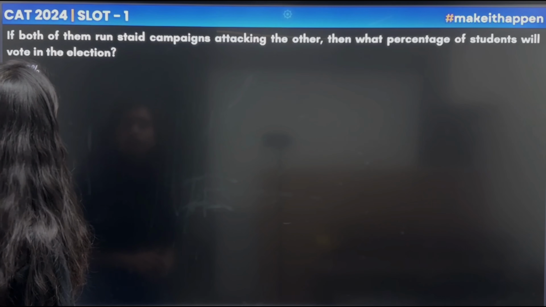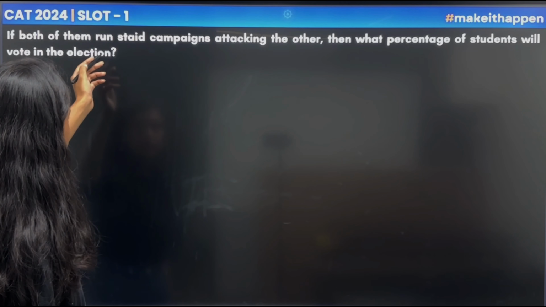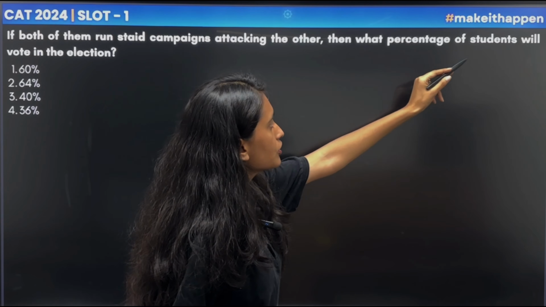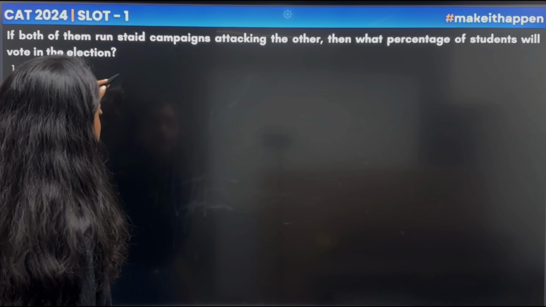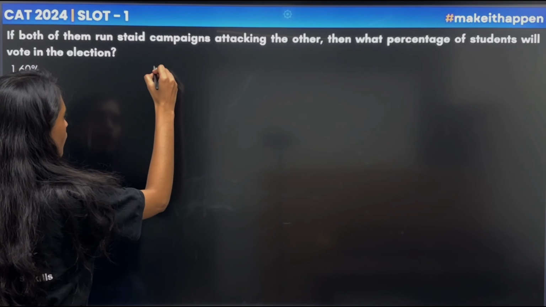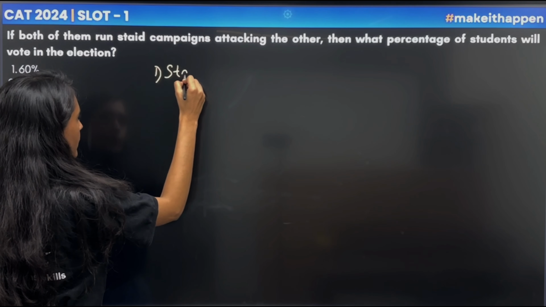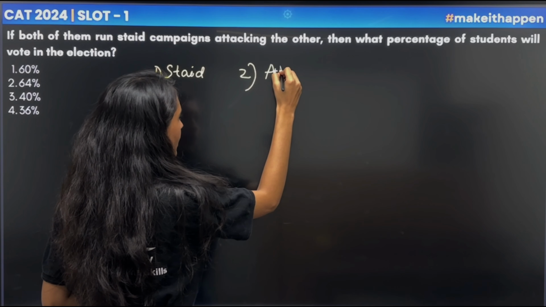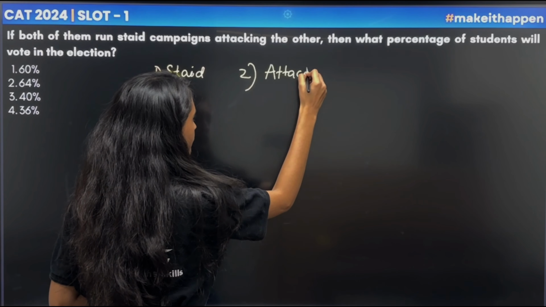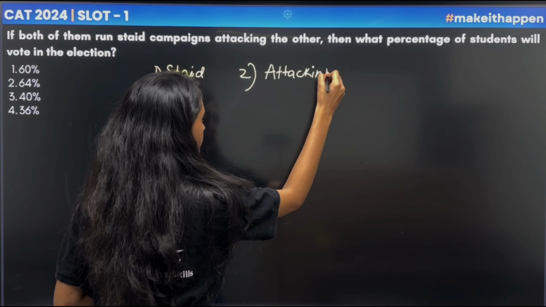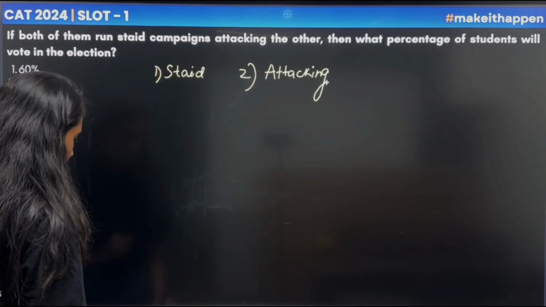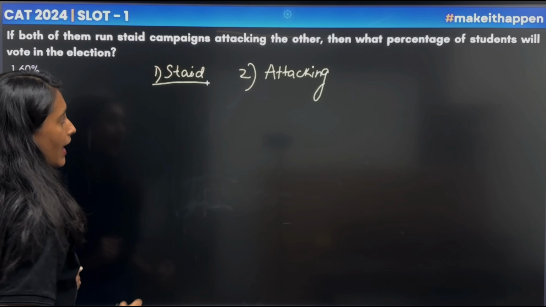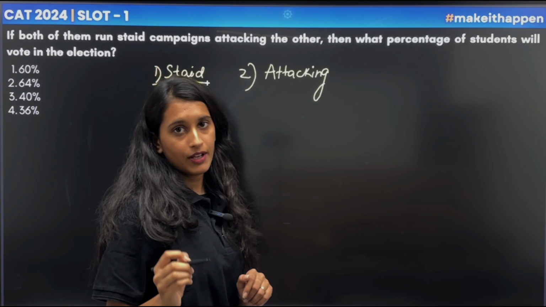Now, let's see the first question. If both of them run state campaigns attacking the other, then what percentage of students will vote in the election? So, we are given two things. First of all, it is a state campaign and second, both of them are attacking each other. So if it's a state campaign, we have already seen in the question that state campaign is of level 1.